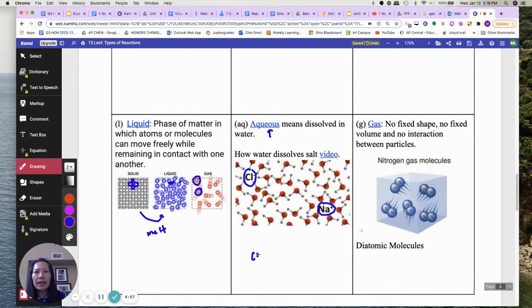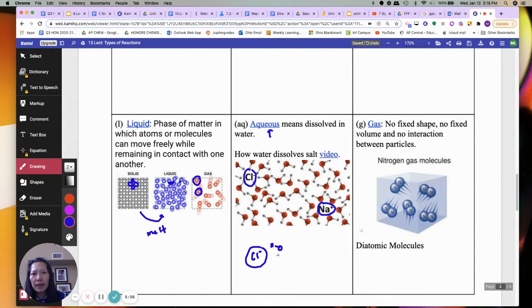So you would have the Cl-. And water is polar. Oh wait, the H should be pointing towards the Cl because the H is partially positive and the O is partially negative, because it is more electronegative. So when you're drawing this, you have to make sure that the H is always pointing towards the negative ion.